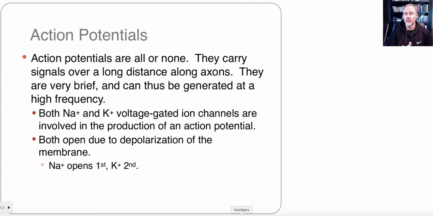And we have sodium and potassium voltage gated ion channels that are responsible for the production of the action potential, and both of these things are contributing really to the depolarization and then the repolarization of the membrane. And you have the sodium channels that are going to open first, and then after that you're going to have the potassium channels that are going to open, and they're going to restore that membrane potential along with the help of the sodium potassium pump.